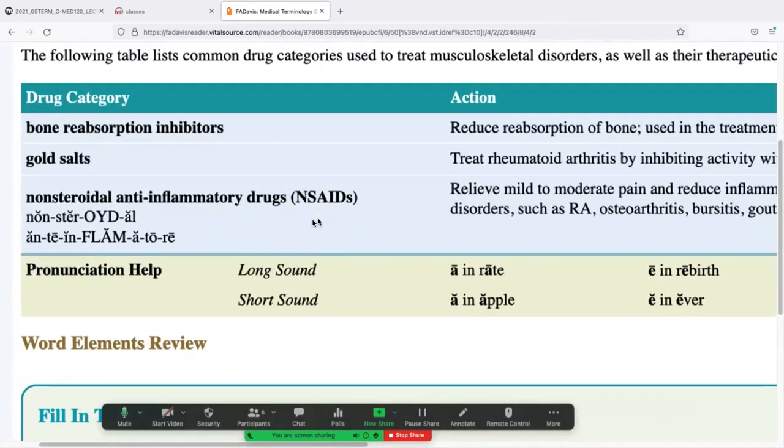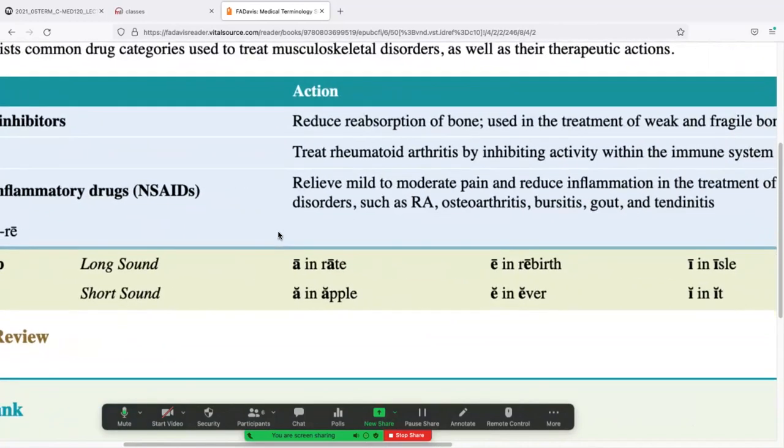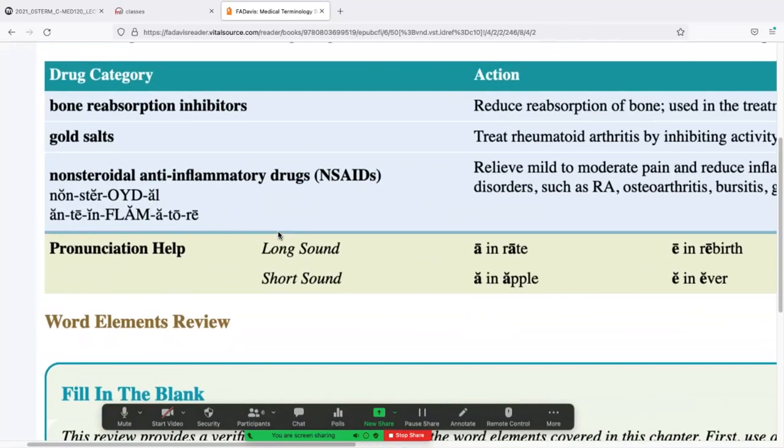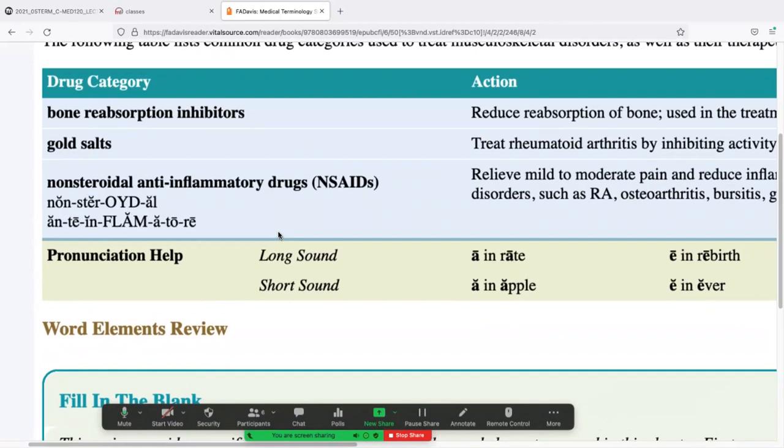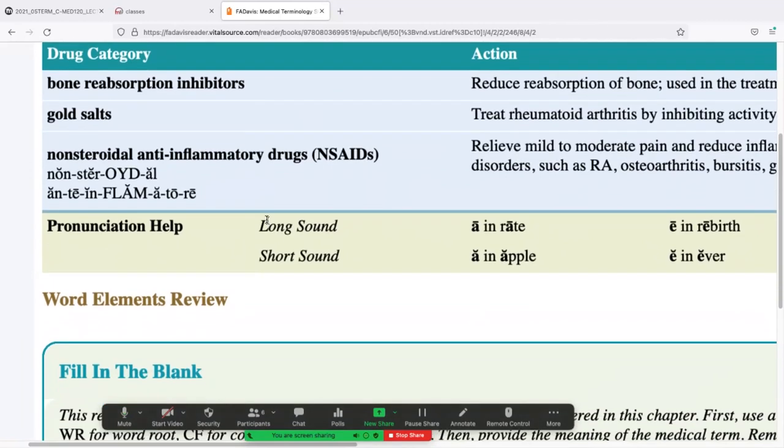A really important abbreviation is NSAIDs, which are non-steroidal anti-inflammatory drugs. They're for mild to moderate pain, mild to moderate inflammation. Stuff like Tylenol, naproxen, ibuprofen, they're pretty good, and they're not that dangerous.